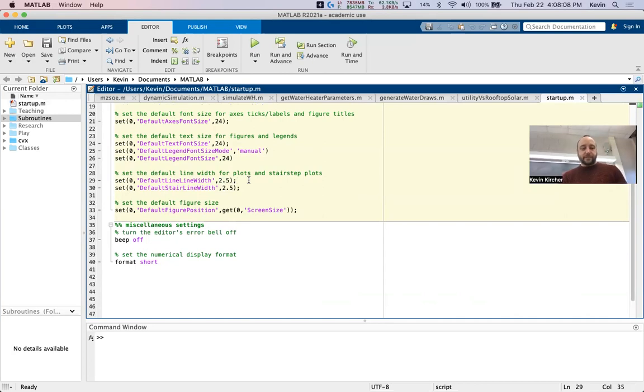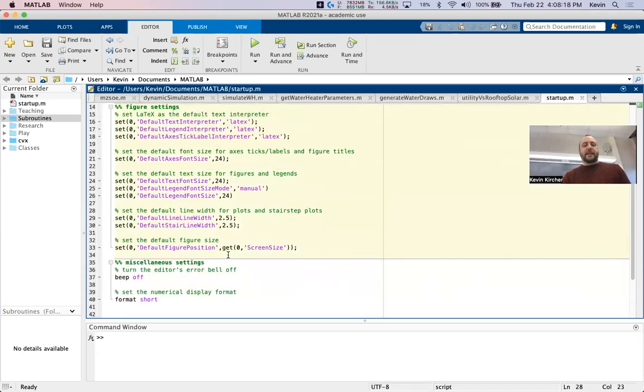So I change those. I turn the beep off, and I don't like it when it gives me 16 digits of accuracy for answers. I'm like, just tell me 4, that's fine. So I do that as well. And I used to have other things in here over the years, but I slimmed it down from there.